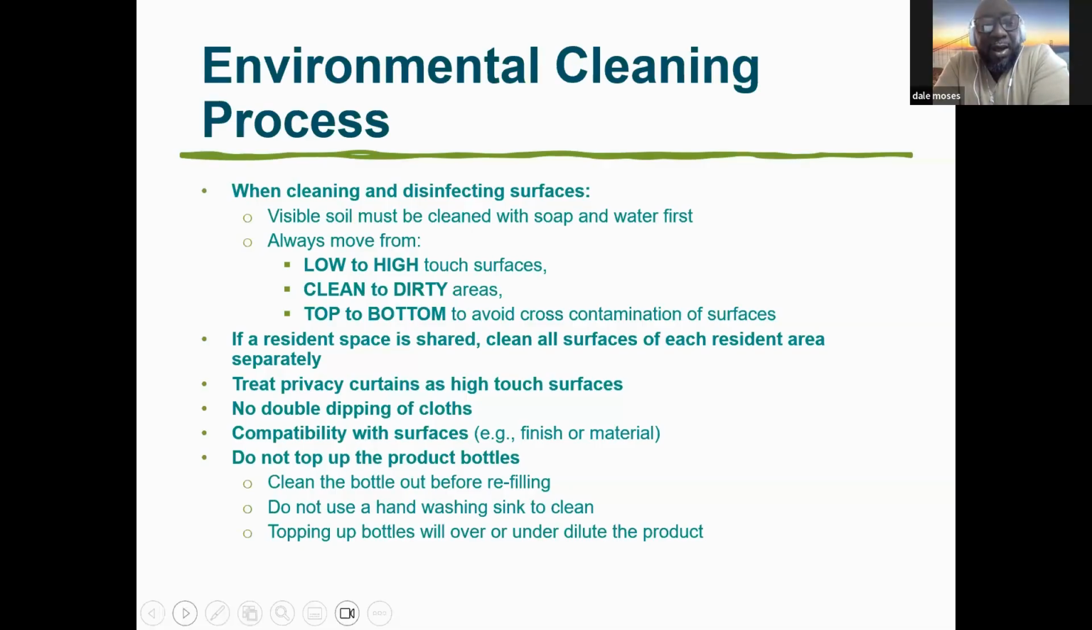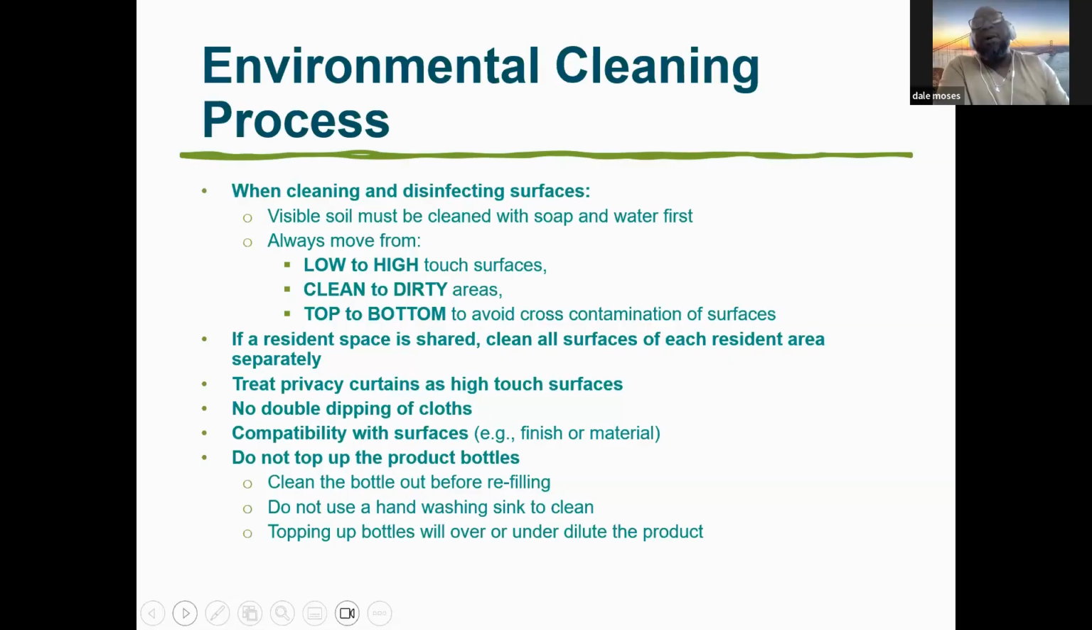If you're in a long-term care home, if a resident space is shared, clean all surfaces of each resident area separately as well. And treat privacy curtains, if we're dealing with LTCs, retirement homes, as high-touch surfaces as well. No double dipping of cloth. And compatibility with surfaces as well, finishes or materials. So ensuring that the disinfectant that you're using is compatible with the finish of the materials. So if it's cloth, if it's hard metal, if it's ceramics, ensuring that these areas can be cleaned and disinfected with that disinfectant. Do not top up product bottles, so clean the bottle out before refilling.